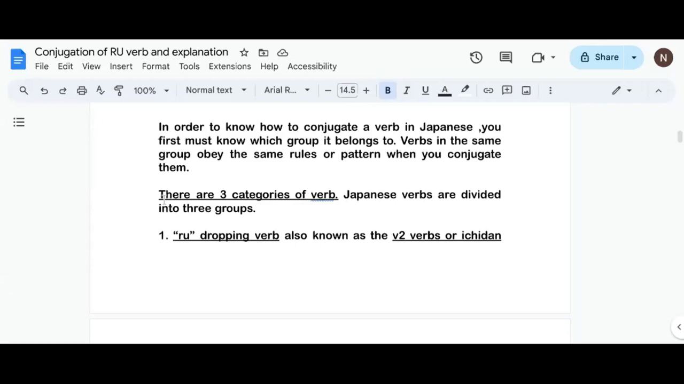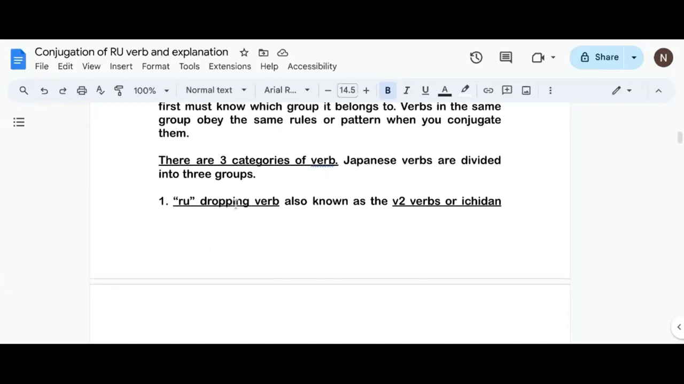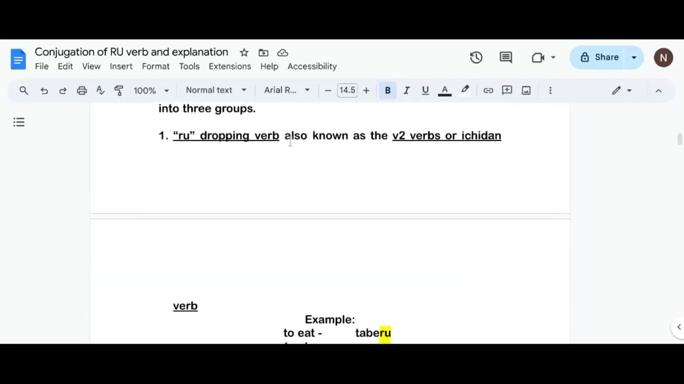Remember this. This is very important because you should remember this so that you would know how to conjugate, and because this has rules or patterns that you should follow. So the first verb is what we call the ru dropping verb, also known as the V2 verbs or ichidan verb. Ru dropping verb or ichidan verb.